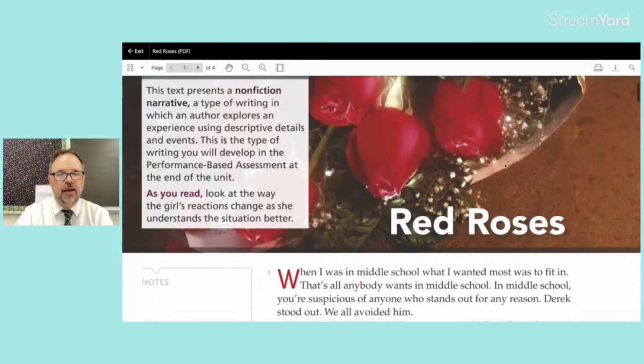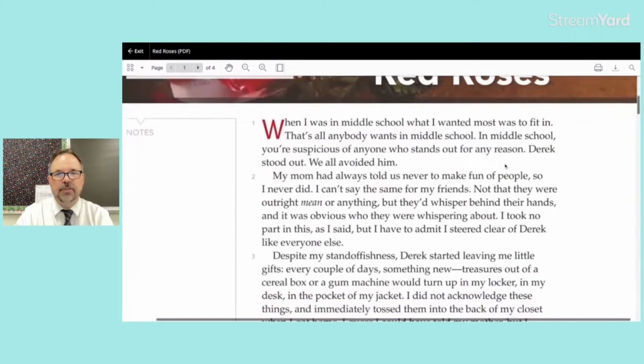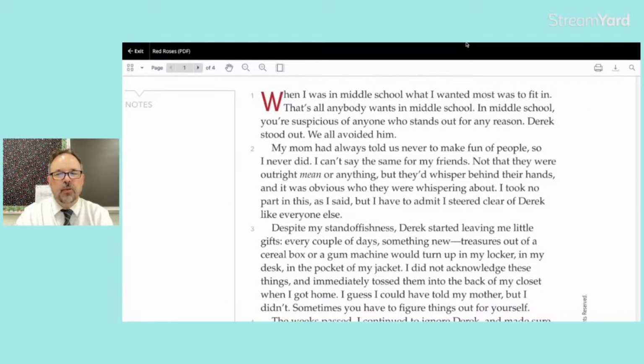And the first paragraph, I think, is absolutely true. When I was in middle school, what I wanted most was to fit in. That's all anybody wants in middle school. In middle school, you're suspicious of anyone who stands out for any reason. Derek stood out. We all avoided him.